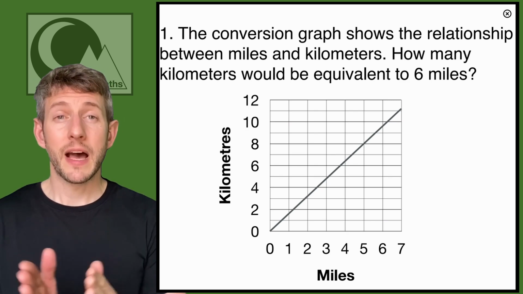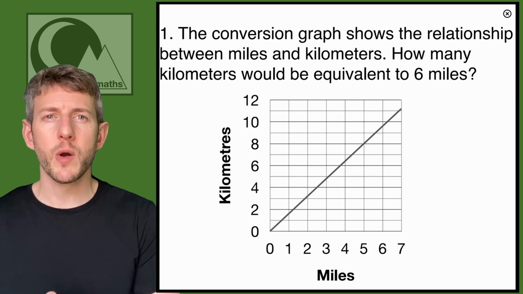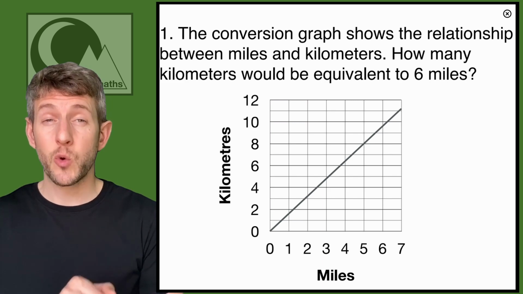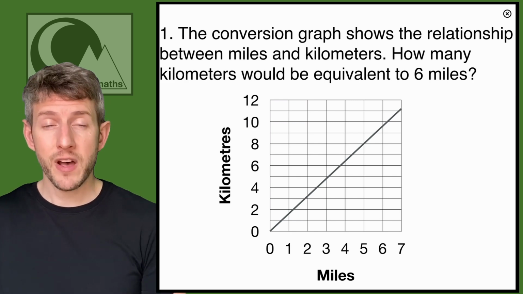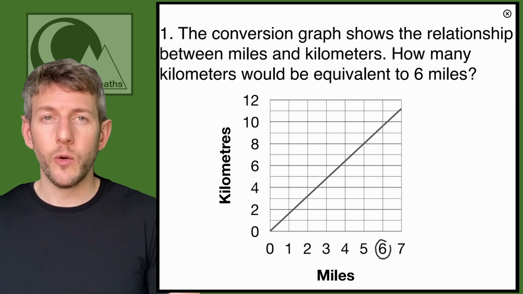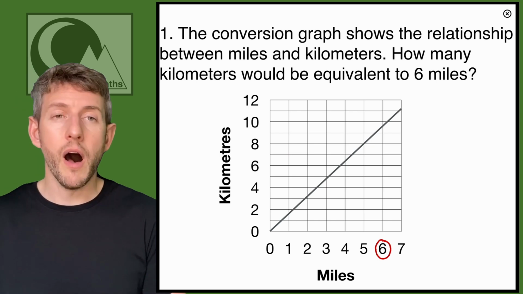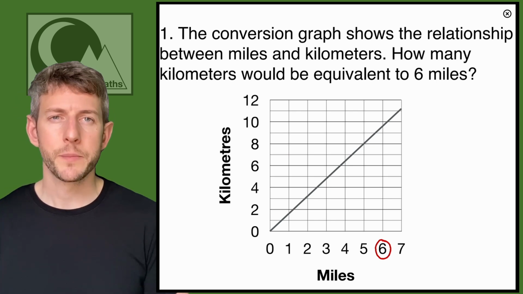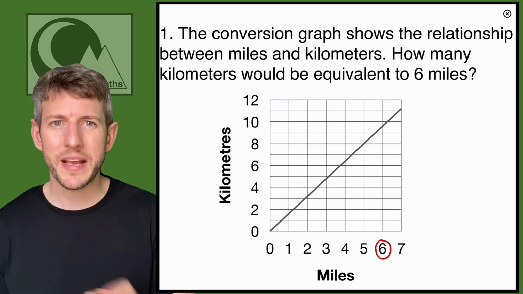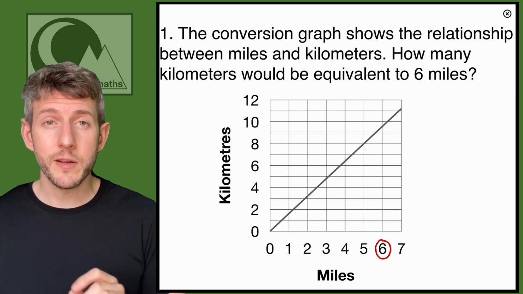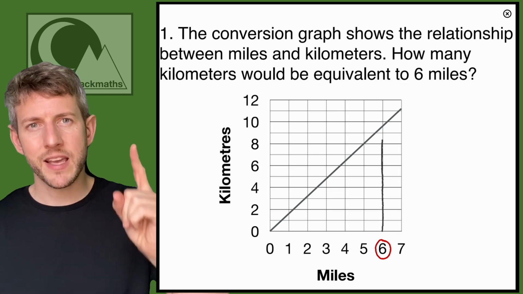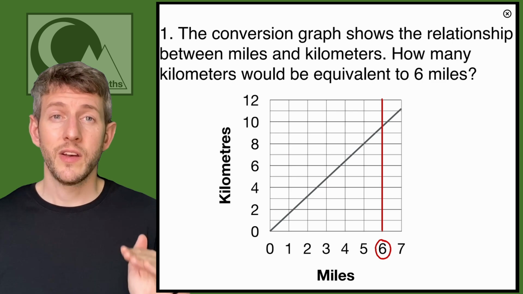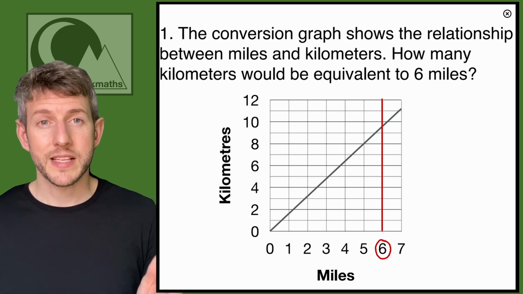Okay, so now this one, we haven't been given x's and y's, we've been given miles and kilometers. So we want to find out how many kilometers is equivalent to 6 miles. The first job is finding out where 6 miles is. Looking at this, the bottom axis, the x-axis, is miles. Luckily, I can see a big 6 there at the end. So I'm going to draw a line up at this 6, because this vertical line represents all the points where there are 6 miles.